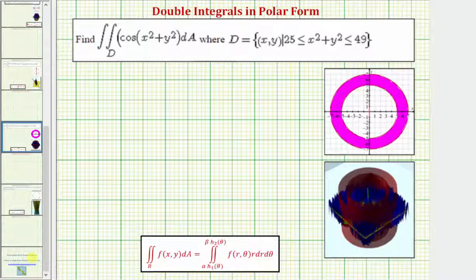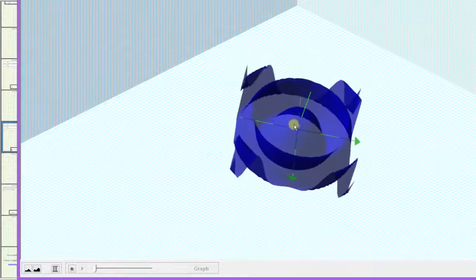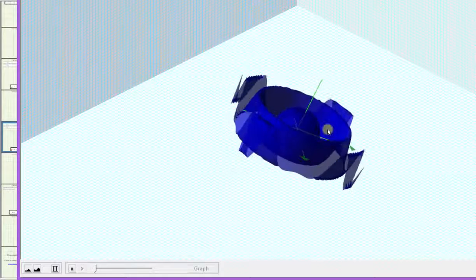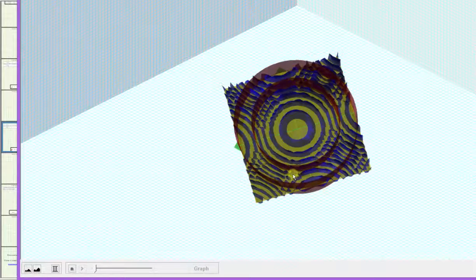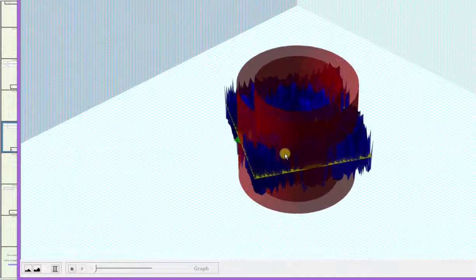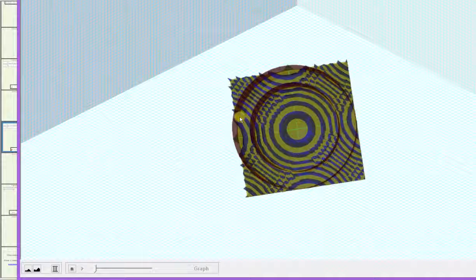Before we set this up though, let's take a look at the graph of f of x comma y, the integrand function, in space over this region in the xy plane. We'll first take a look at the integrand function in a smaller window, which we see here. It gets much busier when we take a look at it in a larger window, which we see here in blue. And now if we look down on the xy plane, which is graphed in yellow, again, the area we're integrating over in the xy plane is the area between these two circles.